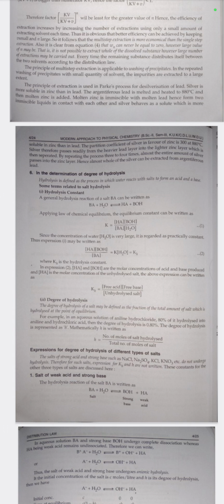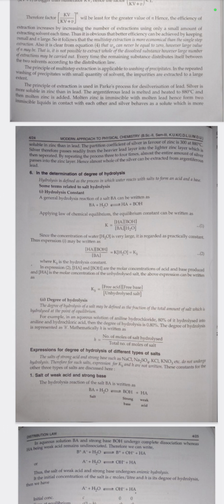Expressions for degree of hydrolysis of different types of salt. The salts of strong acid and strong base such as NaCl, Na2SO4, KCl, KNO3, etc. do not undergo hydrolysis. Therefore, for such salts, expressions for KH and h are not written. These constants for the other three types of salt are discussed here. First is salt of weak acid and strong base.